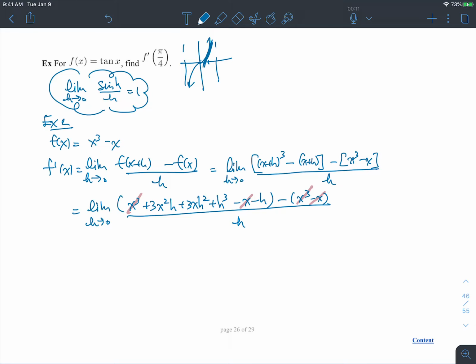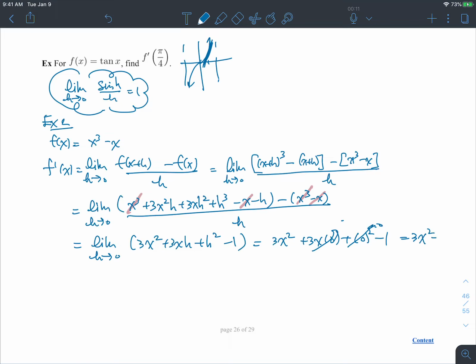contains an h term. So when you factor out and divide that, we actually end up with the limit as h goes to 0 of 3x squared plus 3xh plus h squared minus 1. Because this expression is a polynomial, and anything other than h we consider as a coefficient, we could do a direct substitution. And we end up with that goes to 0, that goes to 0. Therefore, the answer is 3x squared minus 1.